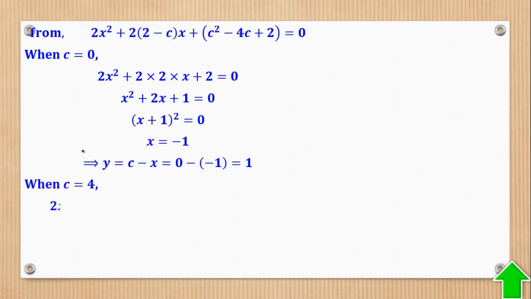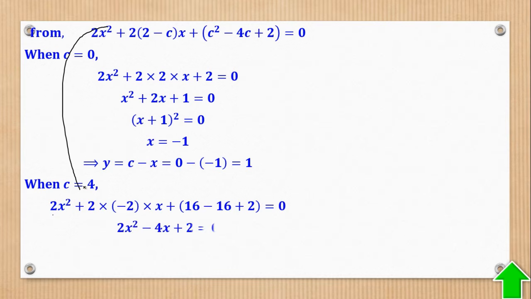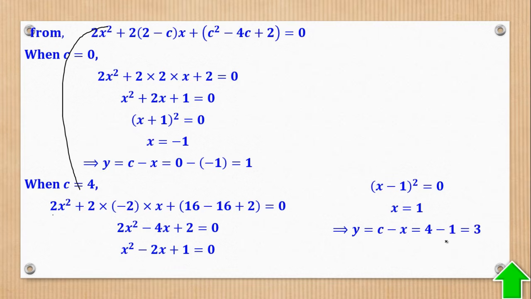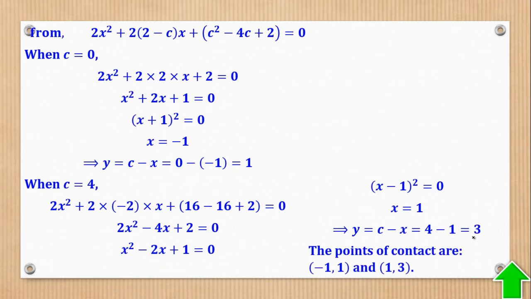Then when c is equal to 4, substitute c in this equation to come up with a quadratic. Reduce, and then you can factorize to come up with the value of x as +1. Therefore, the value of y will be +3. So that implies that the points of contact are (-1, 1) and (1, 3), which are these ones.